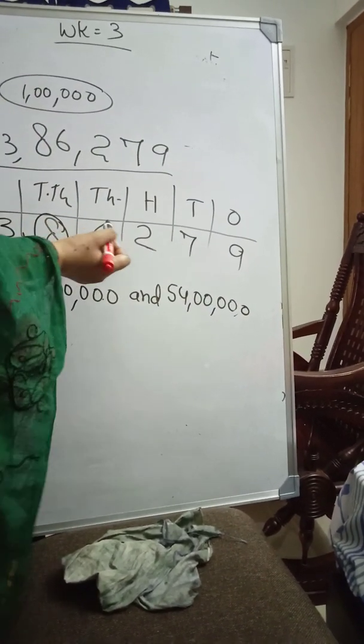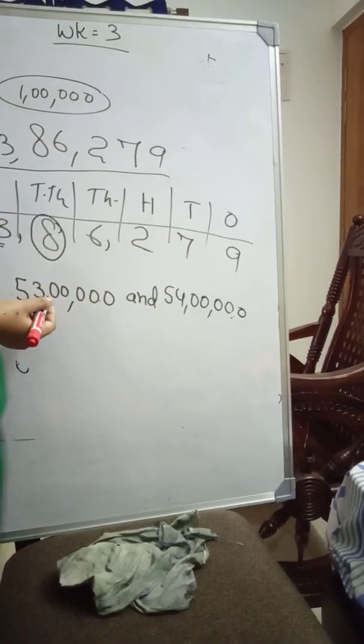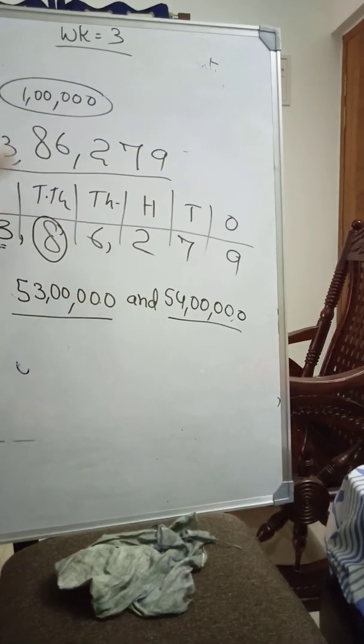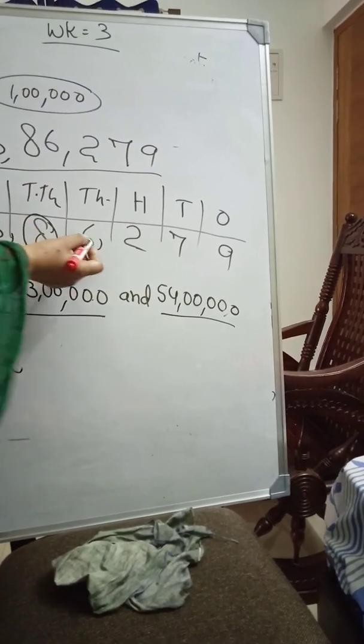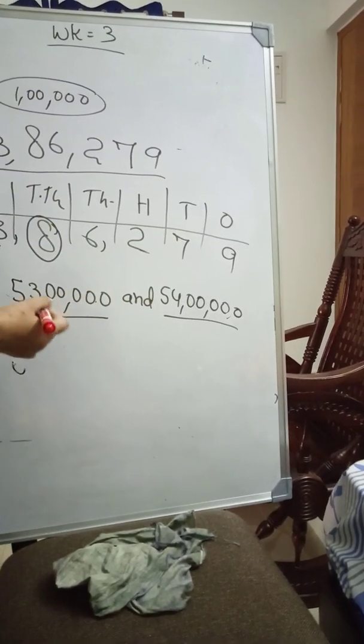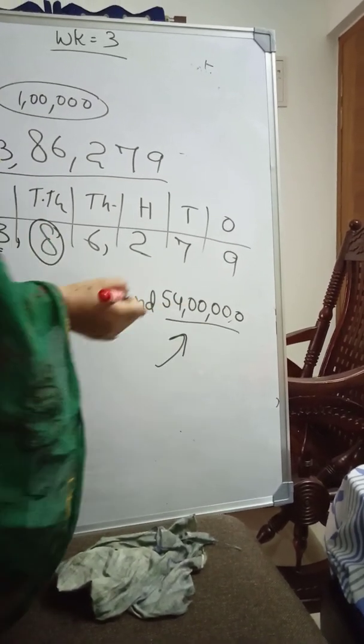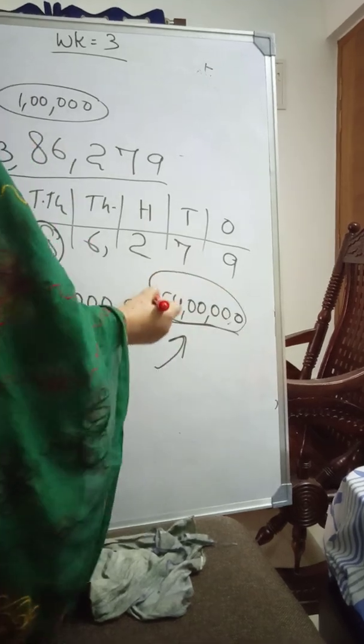53 lakh 86,279 जो है वो 53 lakh और 54 lakh के बीच में है. पहला पॉइंट. सेकेंड पॉइंट इज 53 lakh 86,279 is nearer to this 54 lakh. 54 lakh के नजदीक है, राइट?